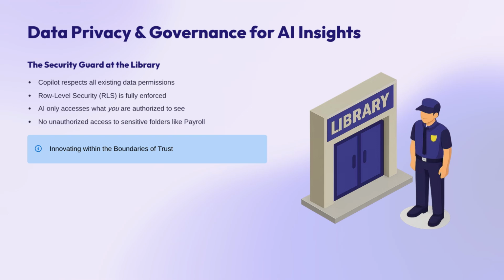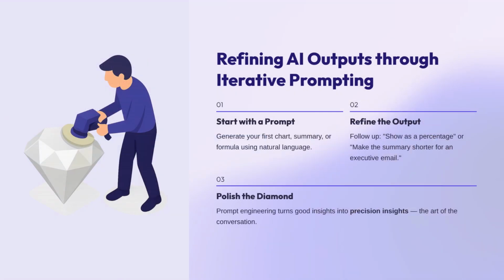With our data safe and our reports built, the final piece is how we refine the AI, how we give it better instructions so the insights get sharper and sharper every day. Well, that brings us right into our next step. Finally, we reach refining AI outputs through iterative prompting.